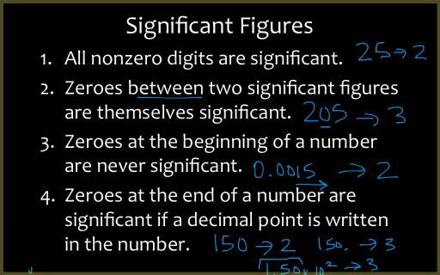Last example here, let's say we have 0.00150. Okay, so in this case, the leading zeros don't count, but like we said earlier, once you hit this 1 here, everything past that counts. So this would have 3 sig figs. So this 0 counts after the non-zero number after a decimal.